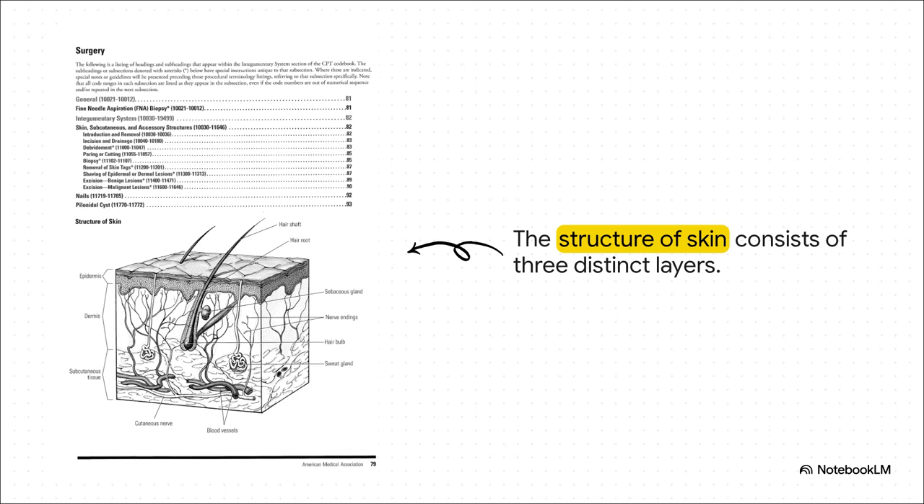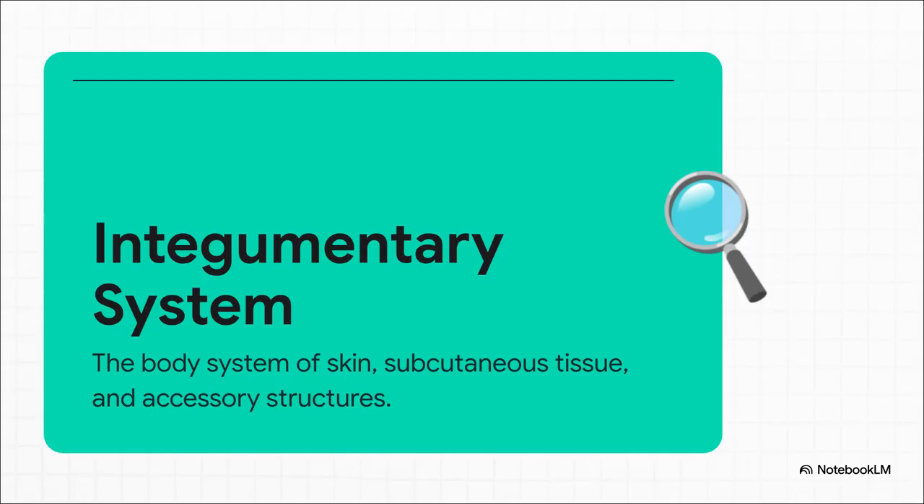Seriously, your whole coding process hinges on one simple question. Exactly how deep did the surgeon go? The entire integumentary section relies on figuring out which of these specific structures was altered, removed, or patched up. Think about it. If a surgeon just shaves the epidermis, you're looking at one code. But if they cut way down into that subcutaneous tissue, that is an entirely different ballgame with totally different rules. Being able to visualize this anatomy in your head is your absolute best tool.